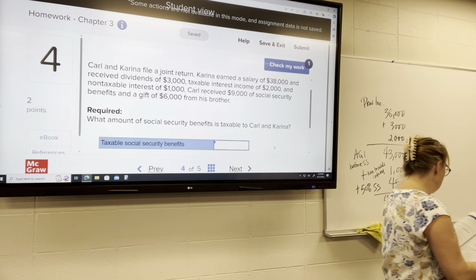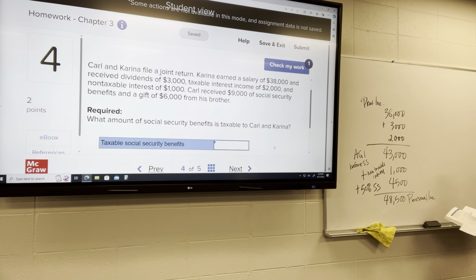All right, so they are married filing jointly, and the upper limit is $44,000.